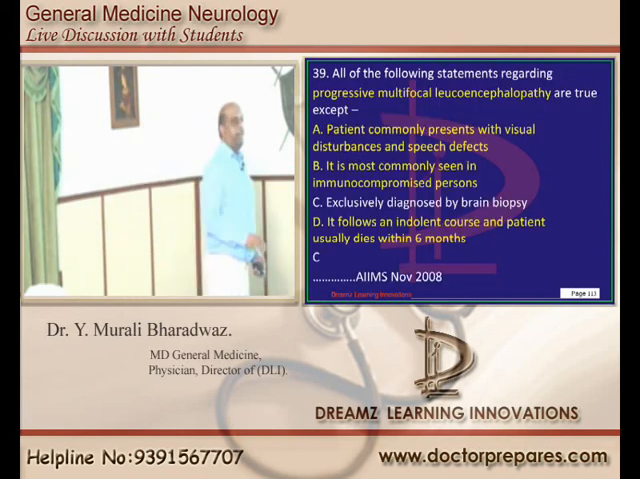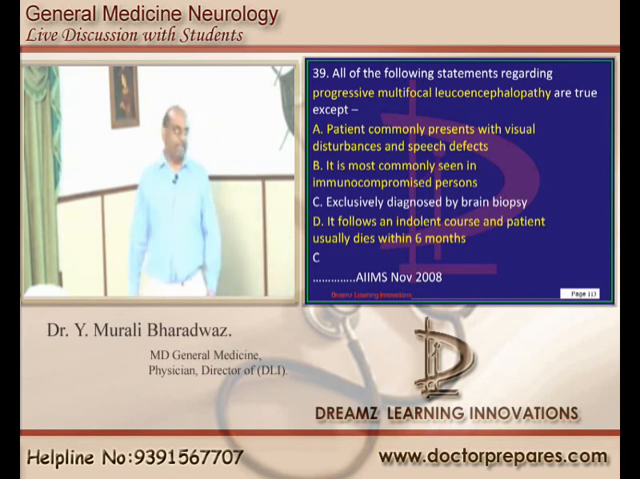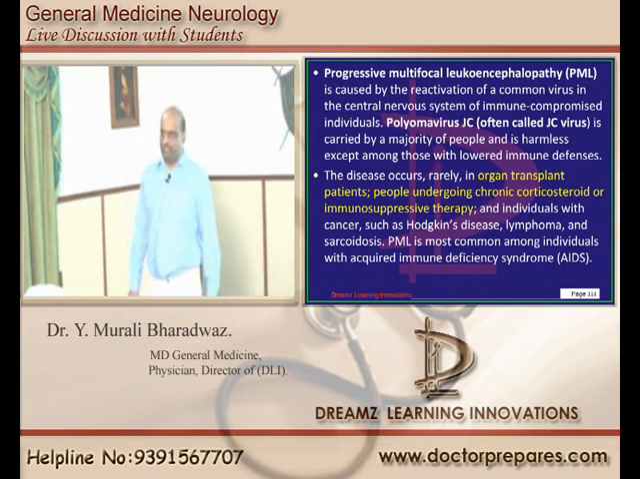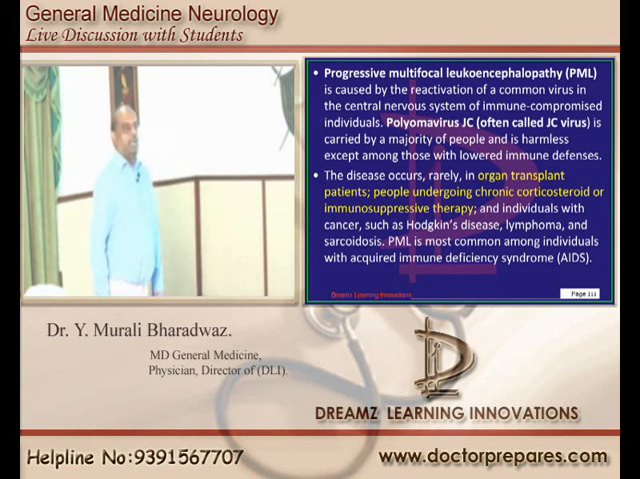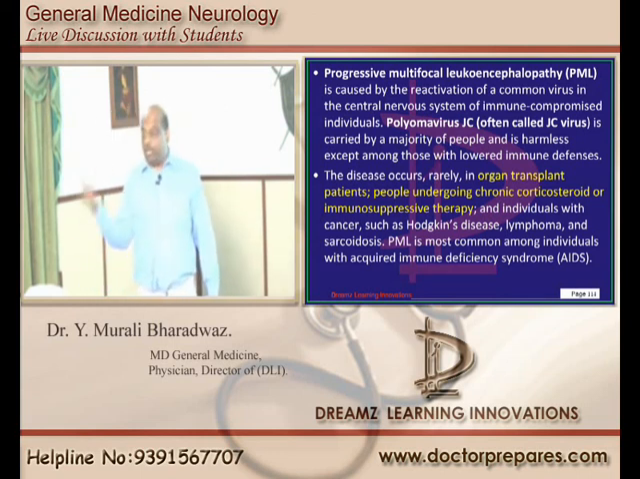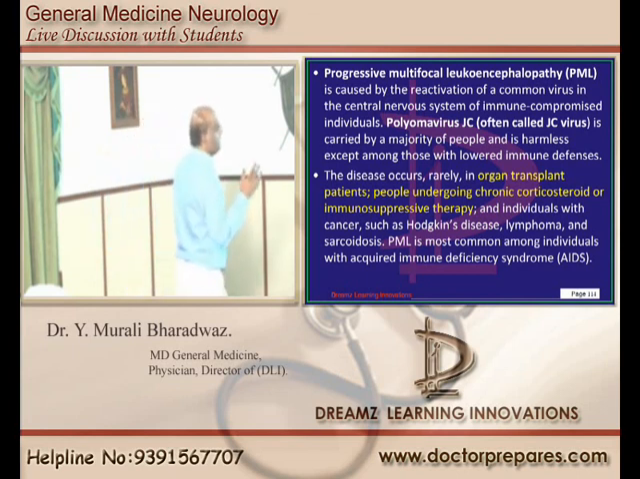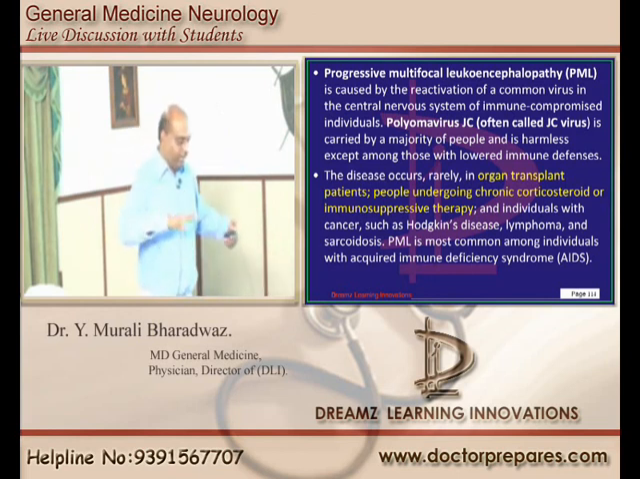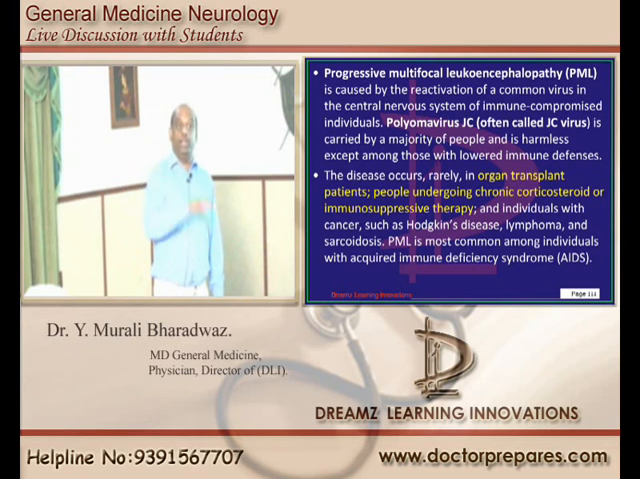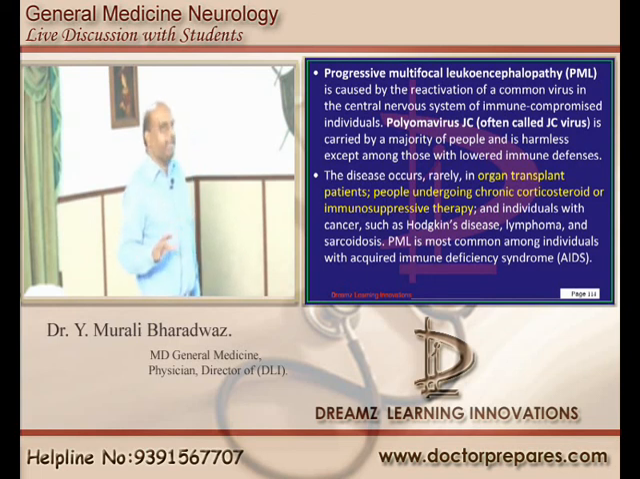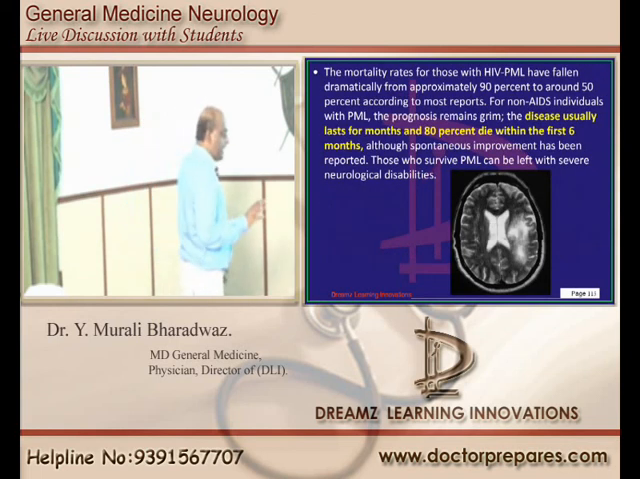Now with regard to progressive multifocal leukoencephalopathy, let's be very sure about this topic, doctor. There is one virus called JC virus, polyoma JC virus. It is present in everybody, but if you are immunocompromised, then the JC virus will lead to the destruction of the brain in the form of demyelination of a wide area of the brain, progressive multifocal leukoencephalopathy. Leuko is white matter. The diseases are broadly divided into white matter diseases, grey matter diseases, and those involving both. So it typically involves the white matter. But the mortality is very high.